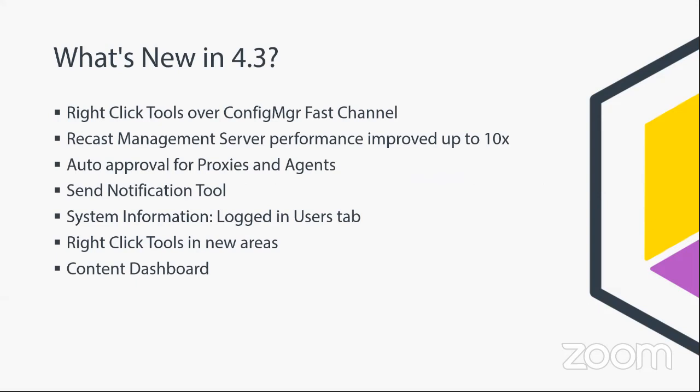So new in 4.3, we have a number of features. Some of them we're going to demo, some of them we won't. In the May release, we introduced RightClick Tools over the Config Manager Fast Channel. This to us was a big deal because we wanted to enable a way for our enterprise users to react to some of the work from home changes that were coming. So we wanted to make the RightClick Tools work over the Cloud Management Gateway, and we'll talk a little bit about that in a minute.